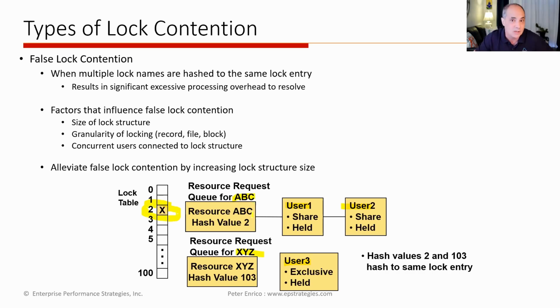But false contention does have a performance price to it. So we want to minimize those. So in this particular case, it doesn't matter who, but let's say the request from user 3 now is going to be delayed because user 1 and 2 are using resource ABC, and it happens to hash to the same lock entry. So here user 3 is going to be delayed by users 1 and 2, but user 3 is interested in a completely different set of resources than user 1. It's a false contention.